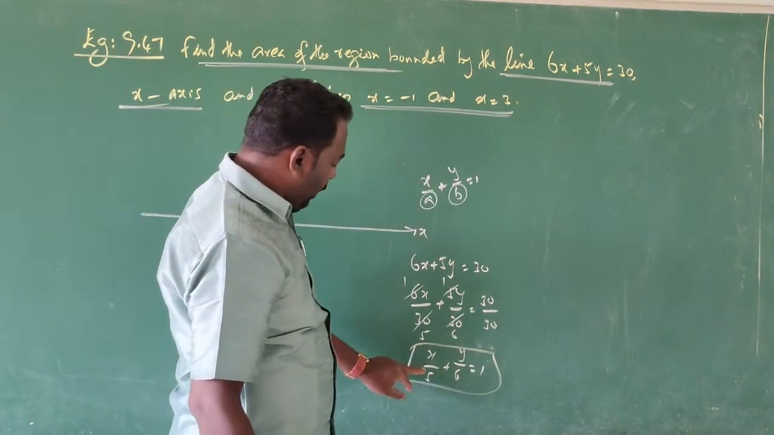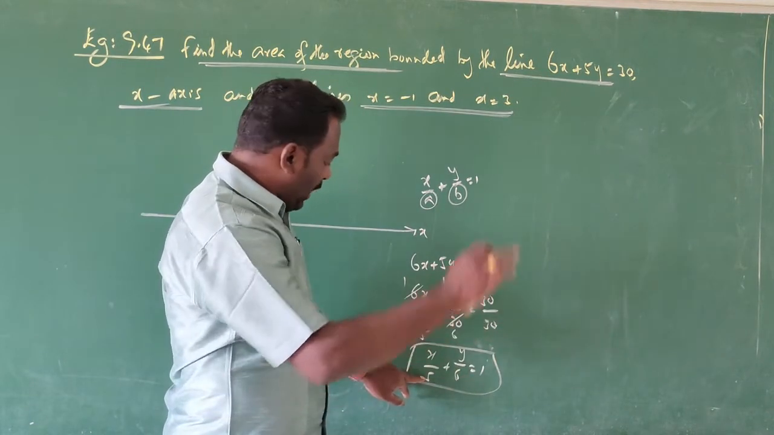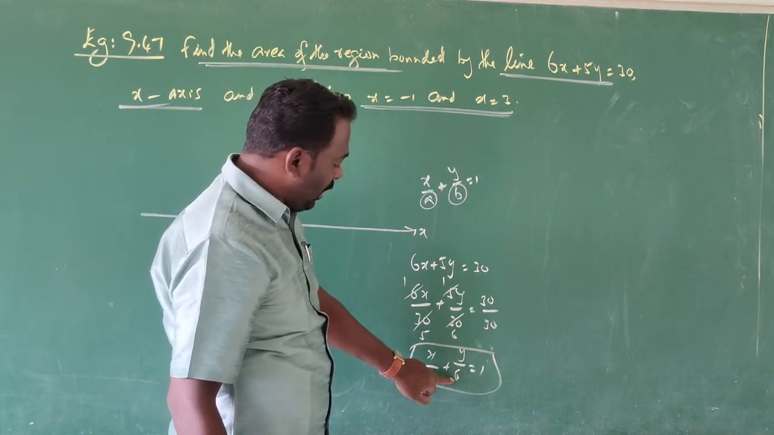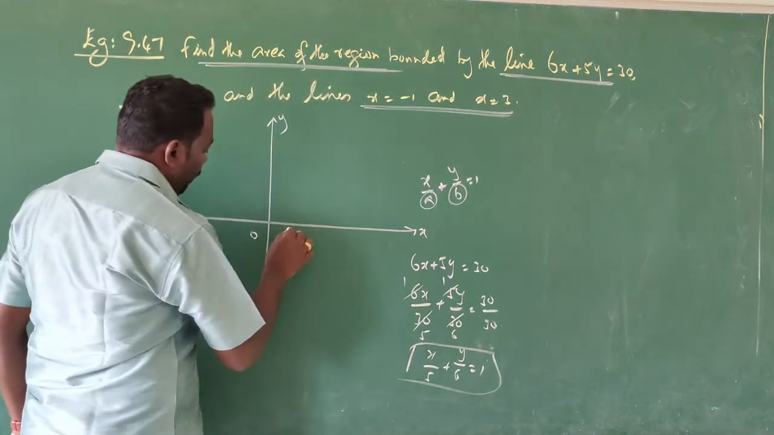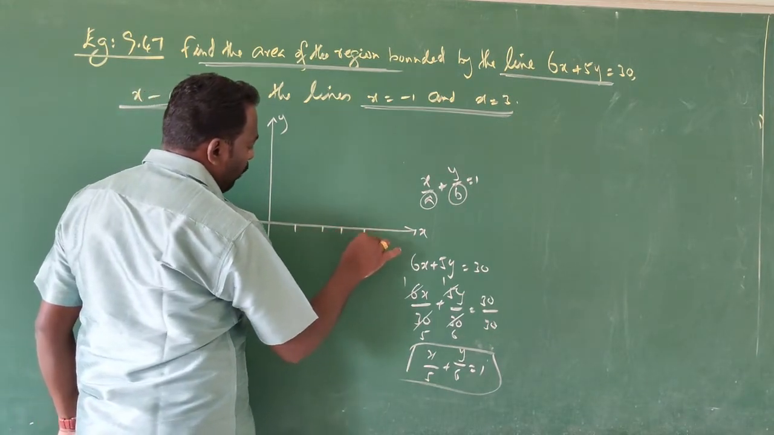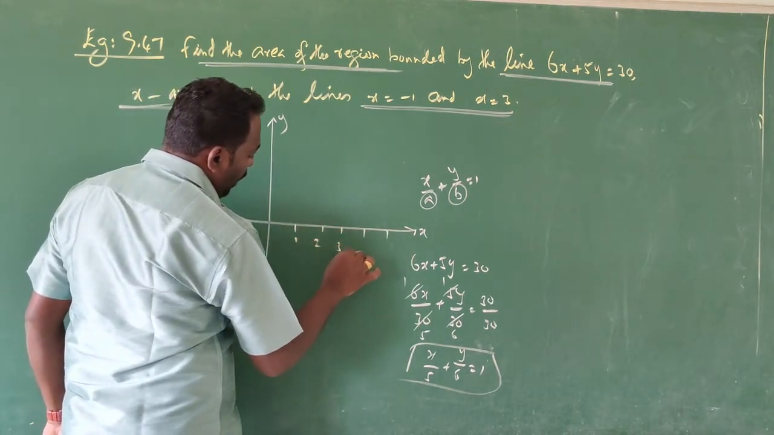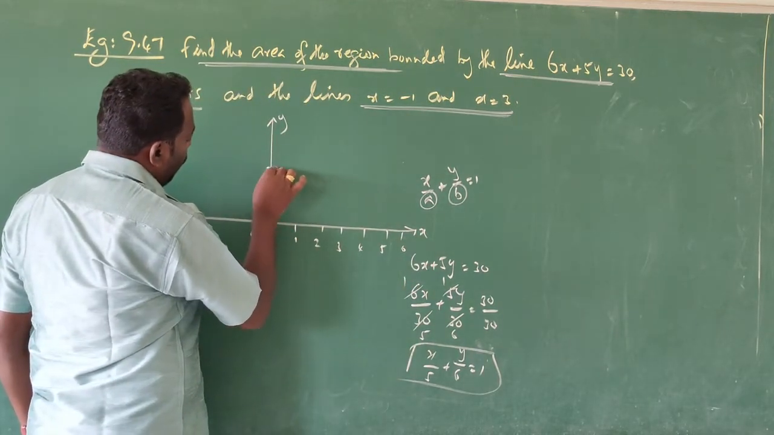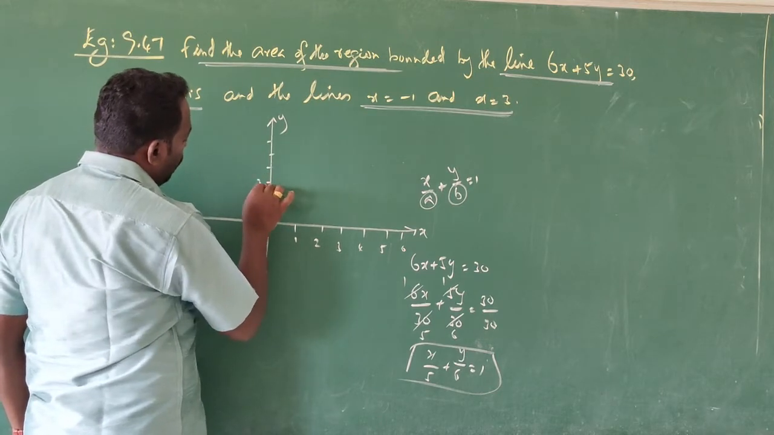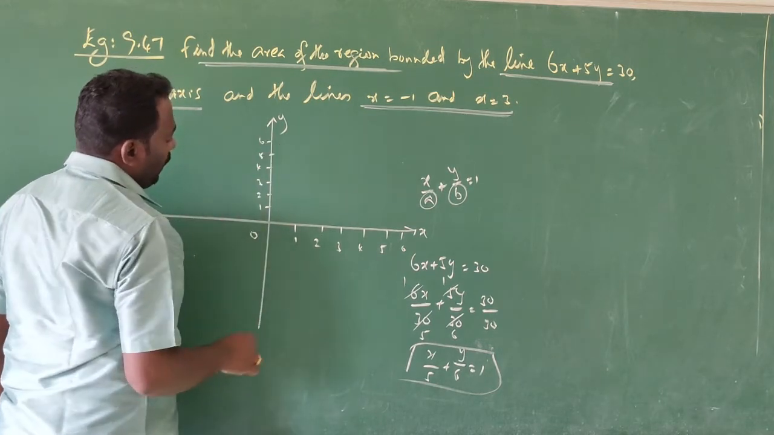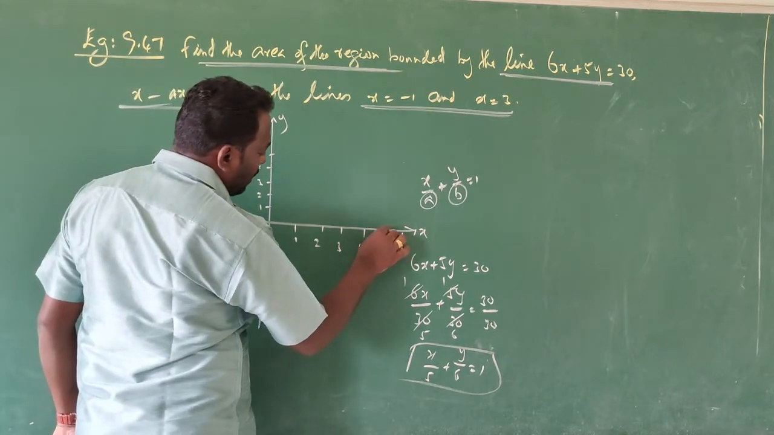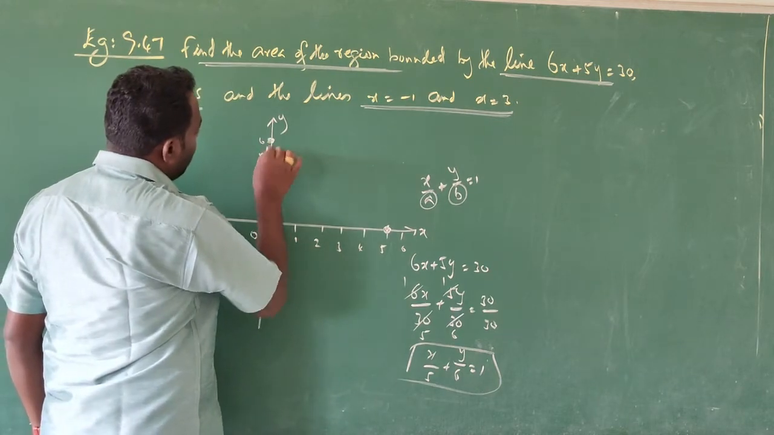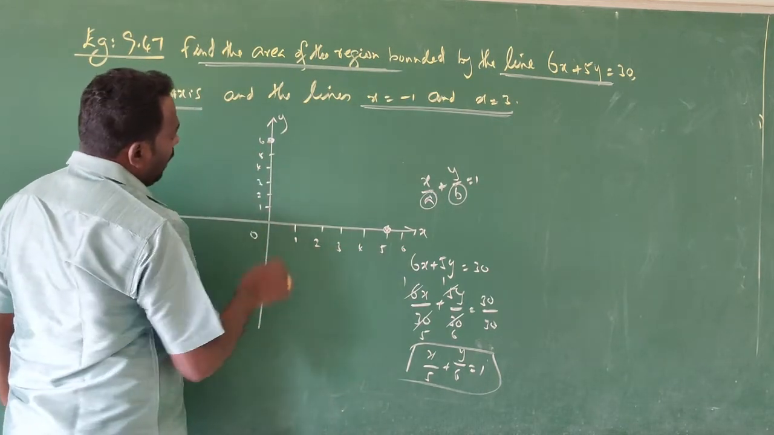Therefore this line has x axis intercept at x equal to 5 and y axis intercept at y equal to 6. Therefore we can select 1, 2, 3, 4, 5 on the x axis and 1, 2, 3, 4, 5, 6 on the y axis. The straight line meets the x axis at x equal to 5 and the y axis at y equal to 6. Just join them in a straight line.